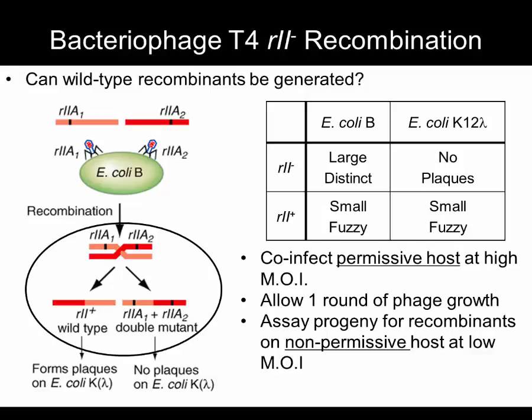This time, we only want a given E. coli cell to be infected with a single phage, if at all. This is all we need to do to calculate a map distance.